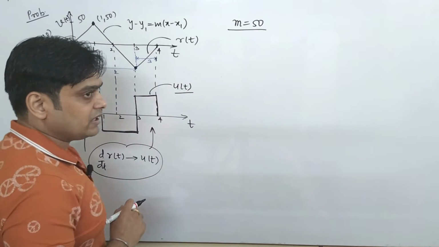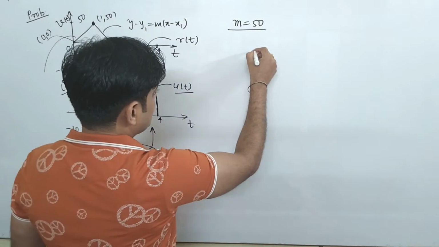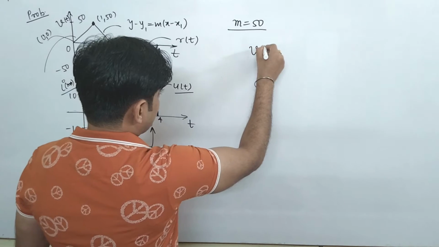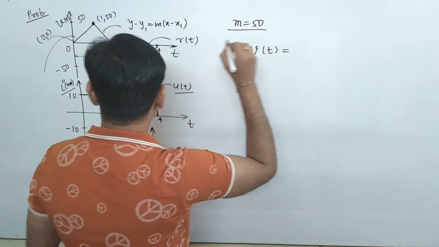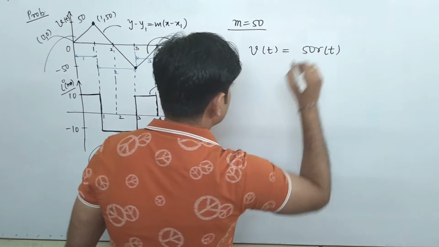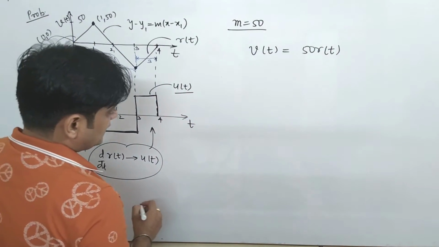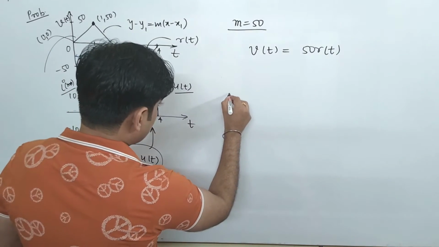But when you write this equation in the form of a ramp signal, it comes to be, please see, I can directly write the value of V(t) as 50 r(t). This is your ramp signal, 50 r(t). Now you can analyze here. I will redraw it one by one.